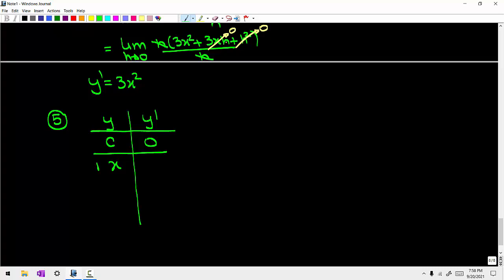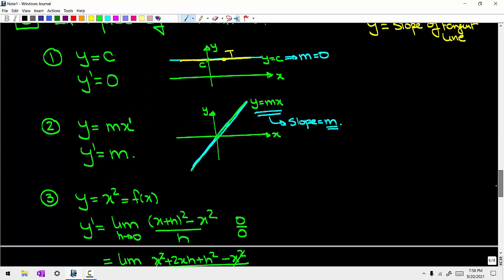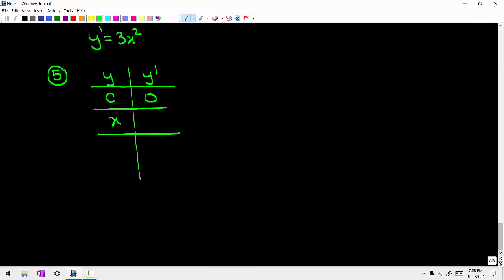If I have mx, or actually let's just call it x, what was the derivative? In our case, I said y is equal to x, so m is 1. My derivative was just m. M is 1 in this case, so the derivative would be 1. If I have x squared, we found the derivative was 2x. And if I have x cubed, we found the derivative was 3x squared.